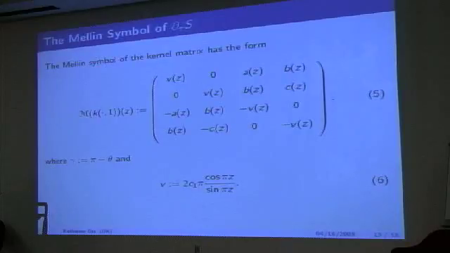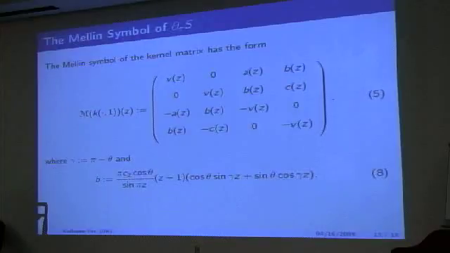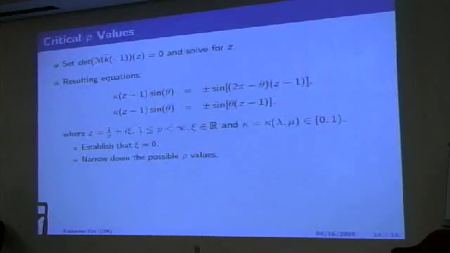So the V entry I've given below, the A entry is the following, B, and C. So it's a large algebraic computation in the 4x4 matrix. And how we proceed from here is to set the determinant of this matrix equal to 0 and solve for Z. So what complex values make this equal to 0?